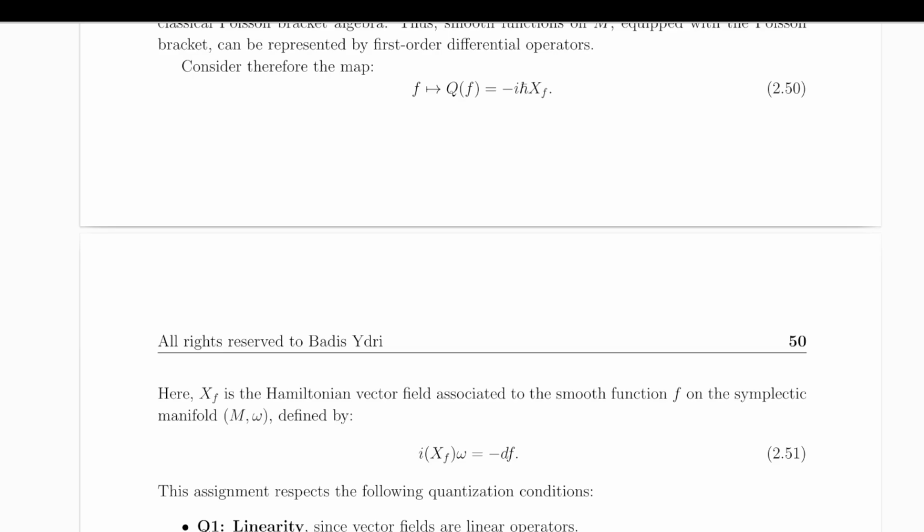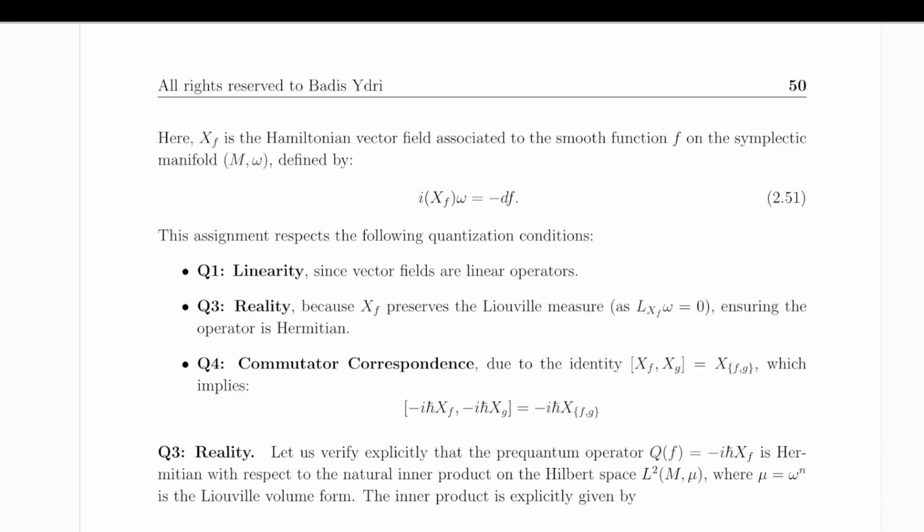This assignment respects several key properties. First, linearity. The map from functions to operators preserves addition and scalar multiplication. Second, reality. Because Hamiltonian vector fields preserve the symplectic form, they are divergence-free, which ensures that the associated operators are Hermitian. Third, the commutator correspondence. The commutator of two such operators reflects the Poisson bracket of the corresponding functions, up to a factor of Planck's constant. These properties align closely with the essential features we expect from quantum observables.